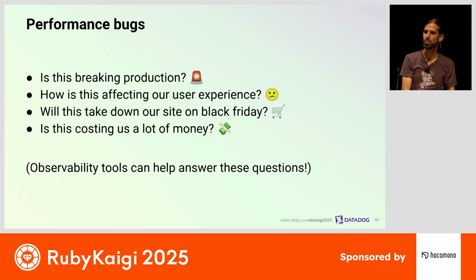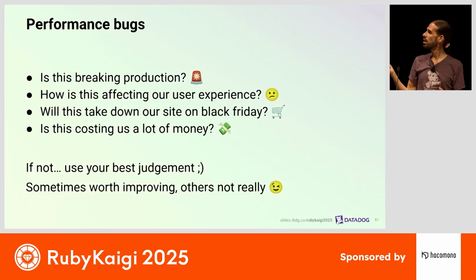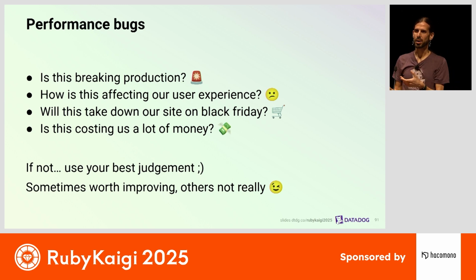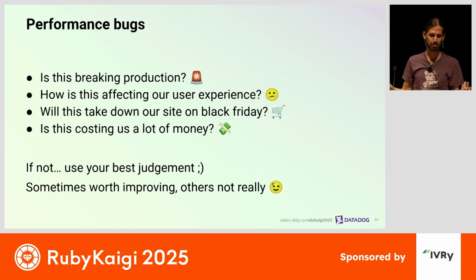So these are the tools that we looked at today that you can build using Ruby's APIs. But in cases where none of these are true, I would say use your best judgment. Sometimes we have the impulse to optimize something. But sometimes that something does not need to be optimized, and we could do other things. So use your best judgment.